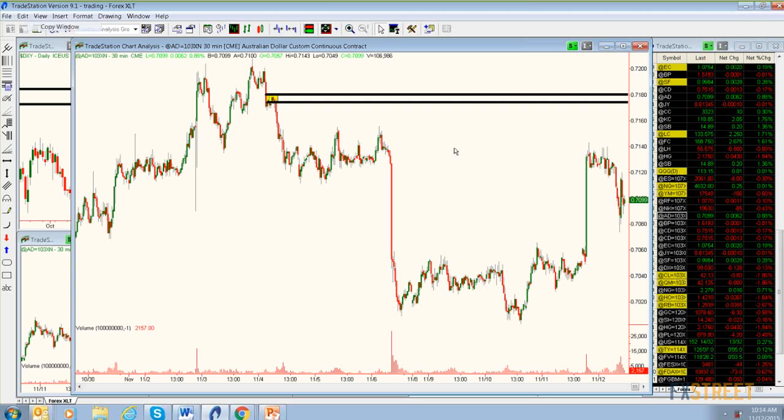Can everyone else see the screen okay? Did we lose connection here? It looks fine on my end, but okay. Maybe you guys want to reload your charts or something.